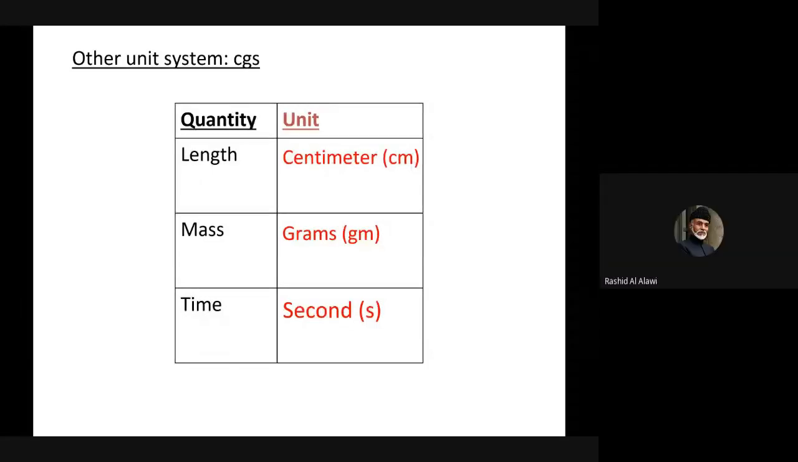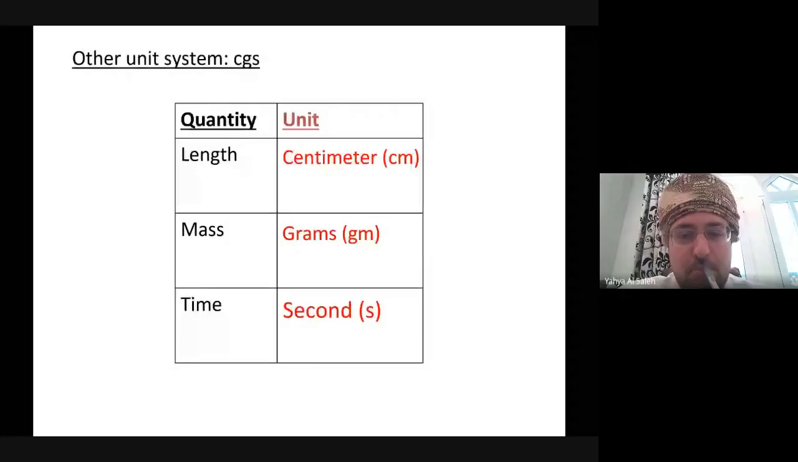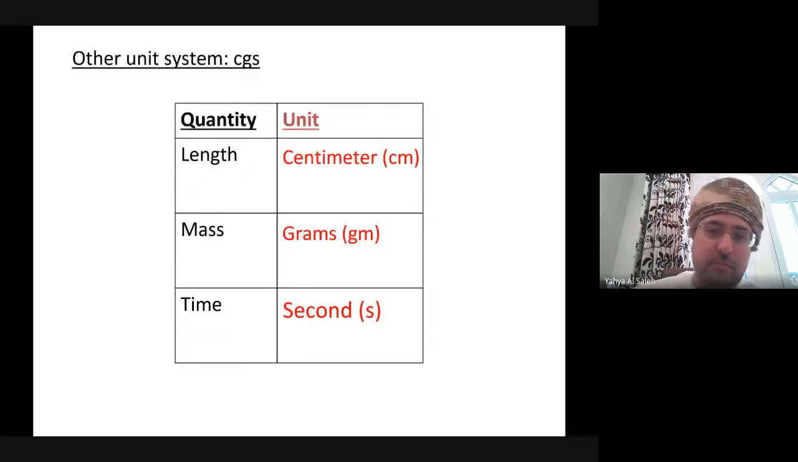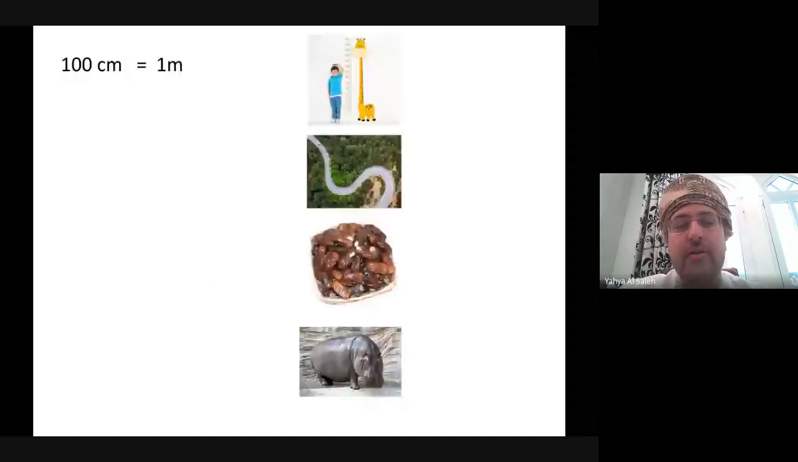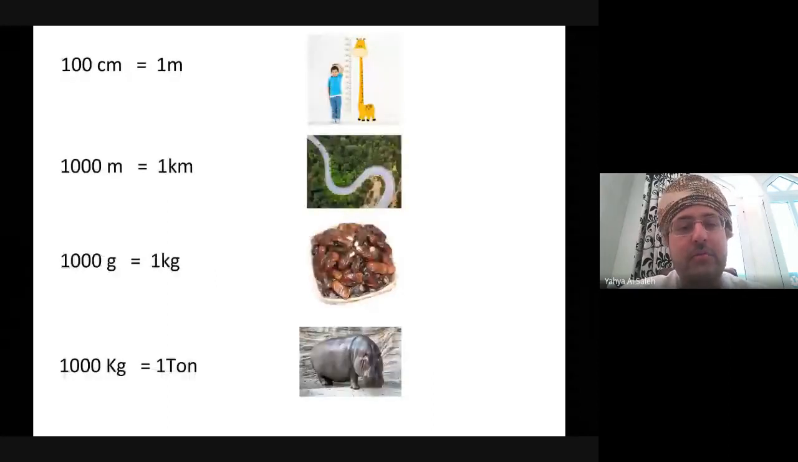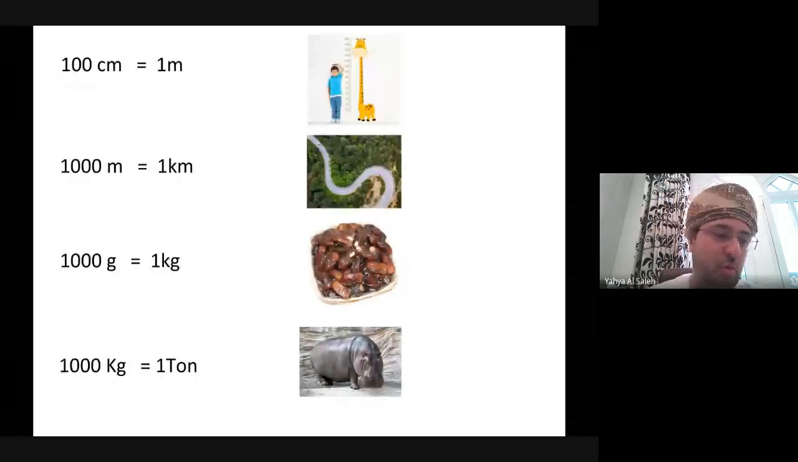It's constant from 100 centimeters, I think. Yep. So we divide a meter by 100, we get a centimeter. We divide a kilogram by 1,000, we get grams. Okay. So 100 centimeters, 1 meter divided by 100, we get a centimeter. 1 meter multiplied by 1,000, we get a kilometer. Same thing with kilograms and tons. Okay.